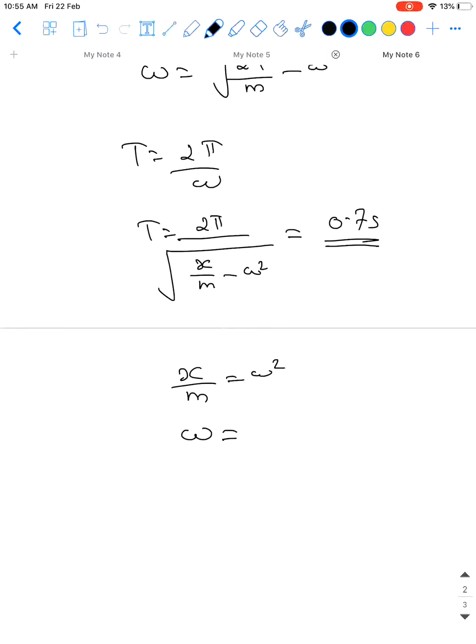So the value of angular frequency becomes equal to root of x divided by m, and the value of x is given as 20, and the value of m is given as 0.2, so it is root of 100, or we can take it as 10 radians per second.